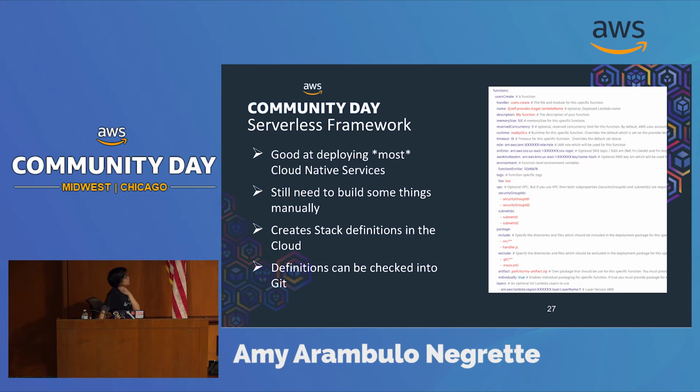This leads me to the serverless framework. Serverless framework is really good in that it does a lot of what SAM does, except it doesn't do all services. It only does very specific serverless services, like Lambdas or API gateways or Dynamo tables. It'll deploy most of those. What it won't do is deploy queues for some reason. I don't know why. And they keep saying they're going to work on it.